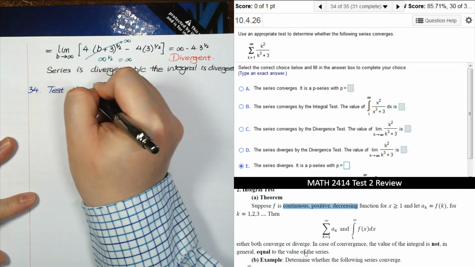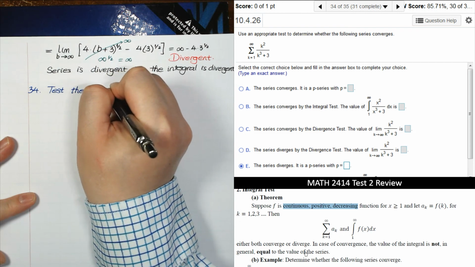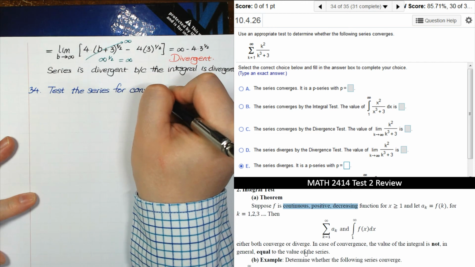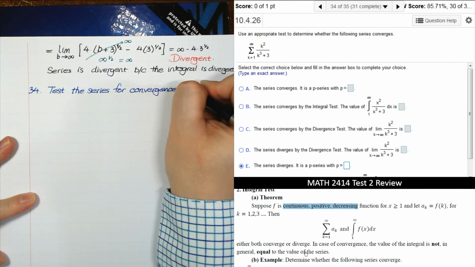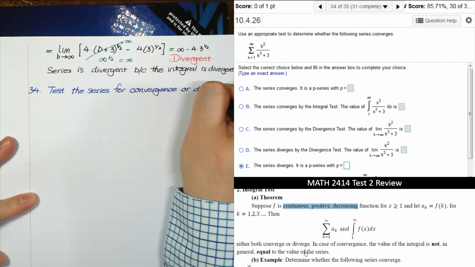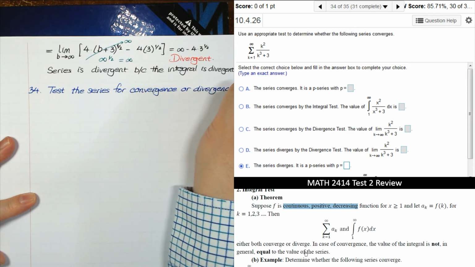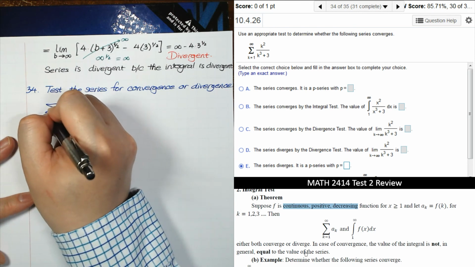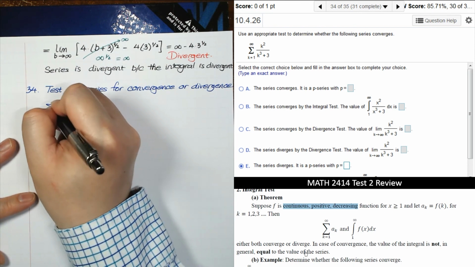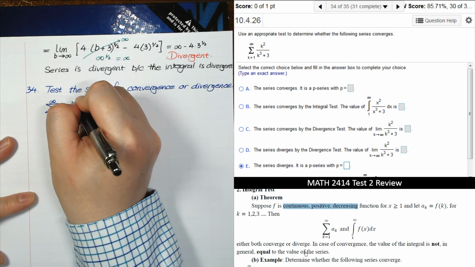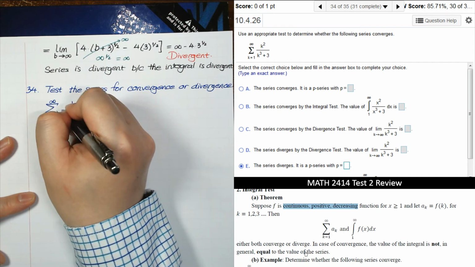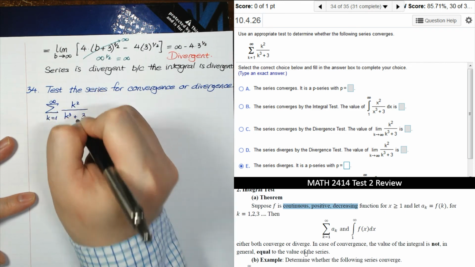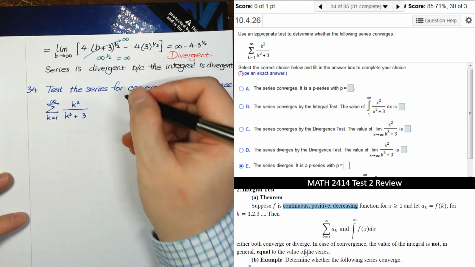Test the series for convergence or divergence. The reason I think this could be a good test for the integral test. Actually, the integral test is never good. If there's a better way, it will be better. The integral test usually is not the best option.